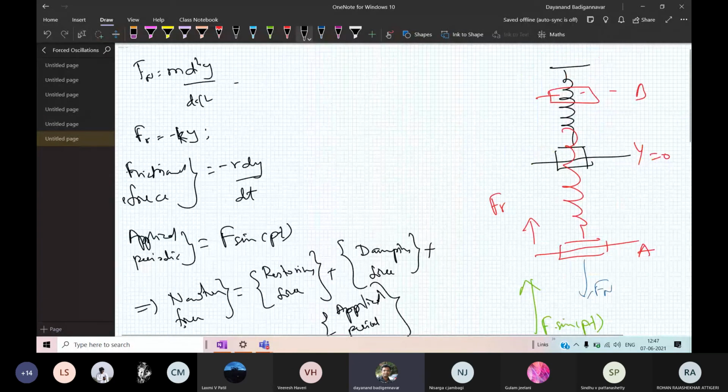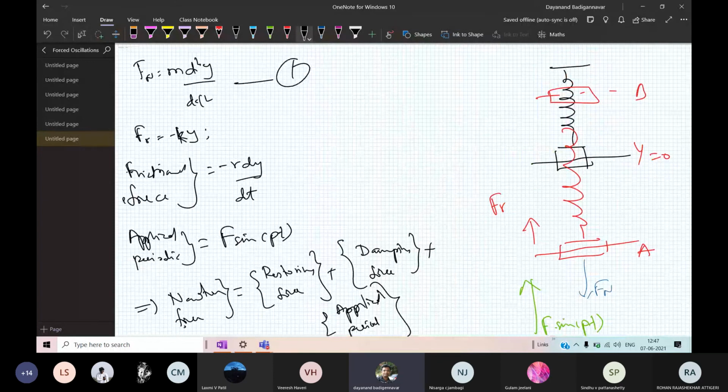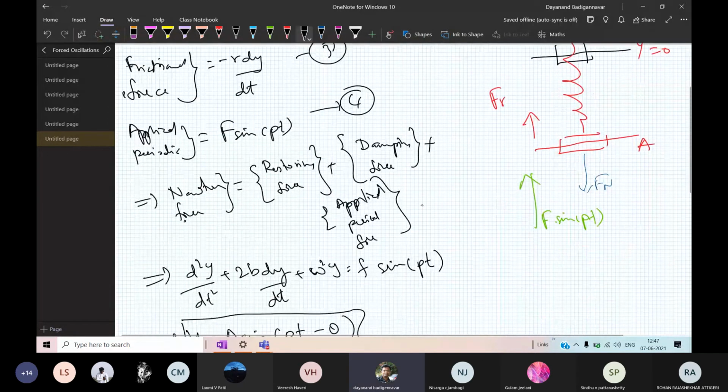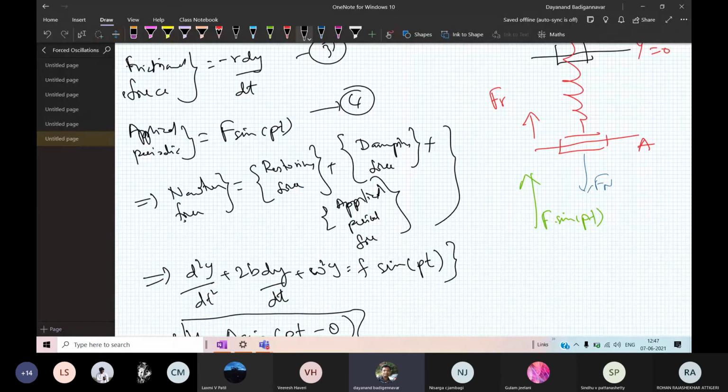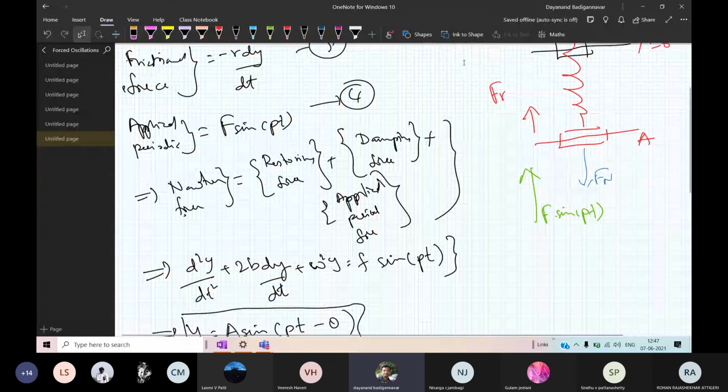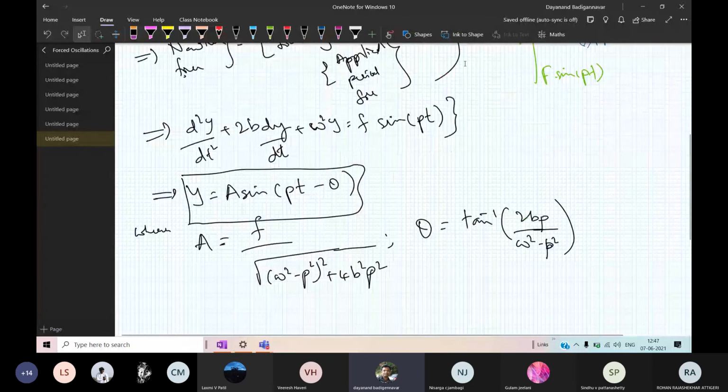So what we have done is we have written the forces, 1, 2, 3 and 4. I have written only these equations, substituted in this law of conservation of energy, force. Then I have equated and got the SHM equation. Then I have got the solution. Then I have got A and I have got theta.